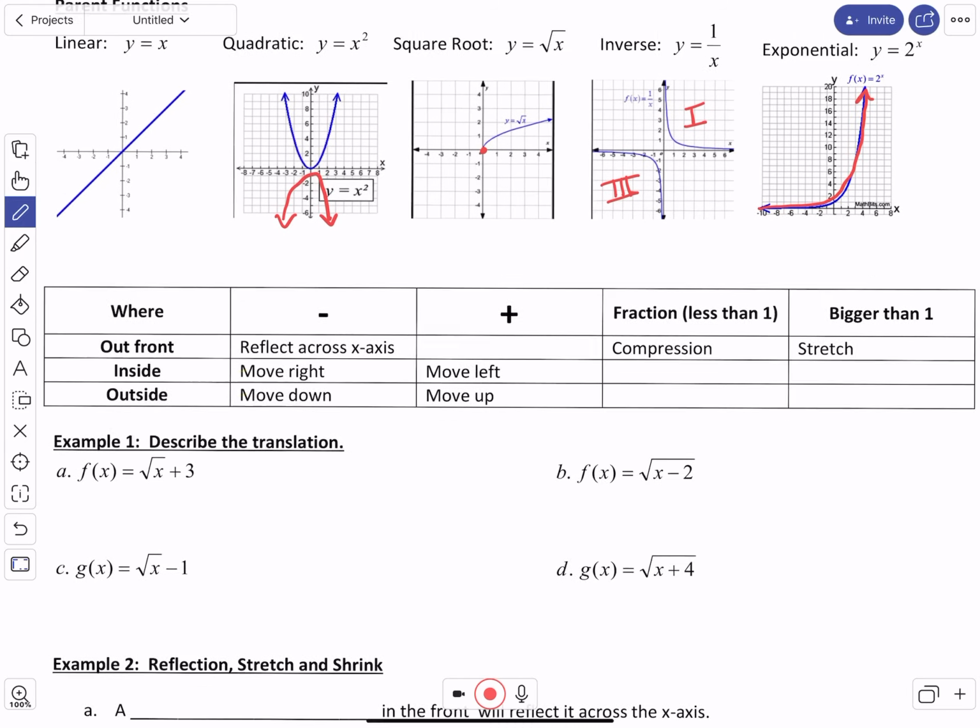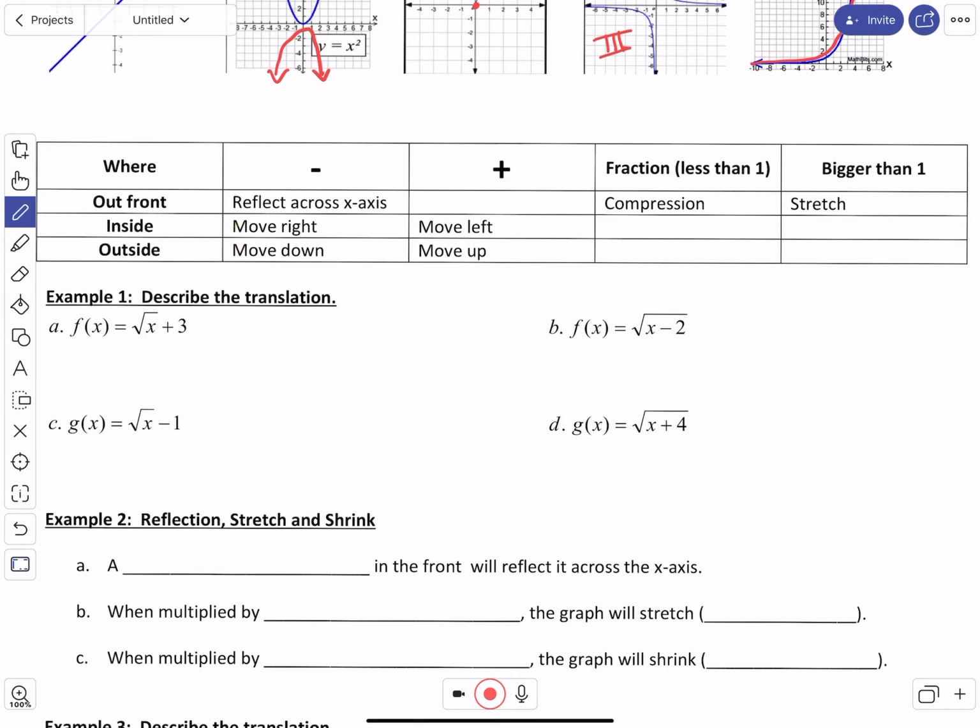All right, so we're going to keep our chart here where we can see it. So we describe the translation. Okay, so we have a plus 3. Now that plus 3 is outside the radical. It's a positive 3. So since it is a positive 3, you look on your table, positive 3 is outside the radical.